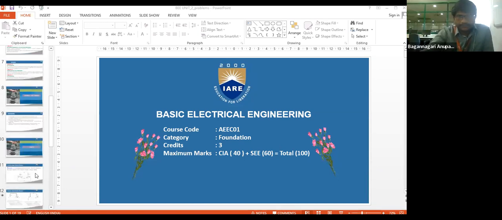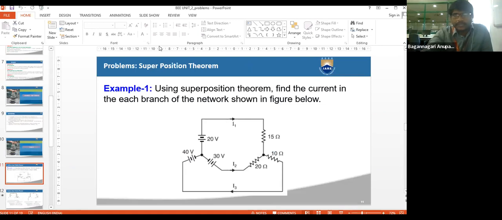In continuation to the previous class, let us solve some more problems related to theorems. By the end of the class, I will share the notes, a PDF related to network theorems, just like the one I gave for unit 1 as well. Fine. So, everyone there? Shall we solve some problems on the superposition theorem?